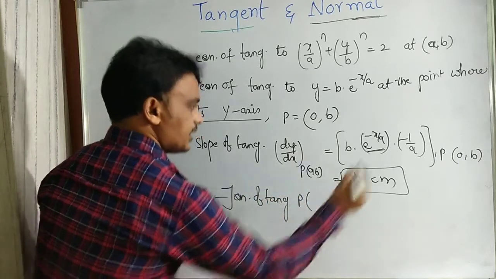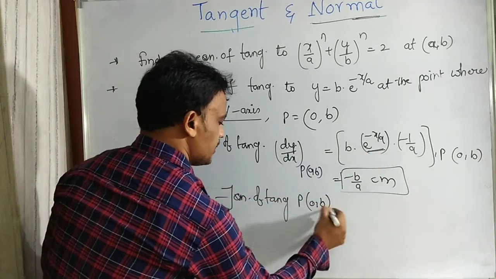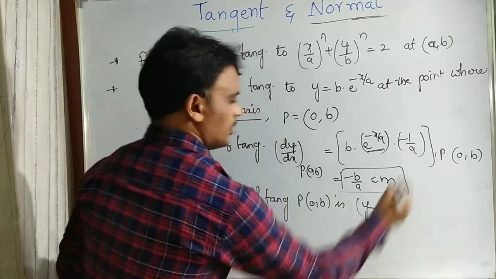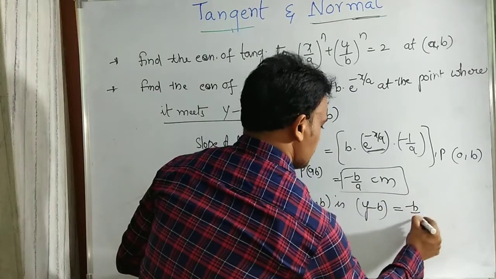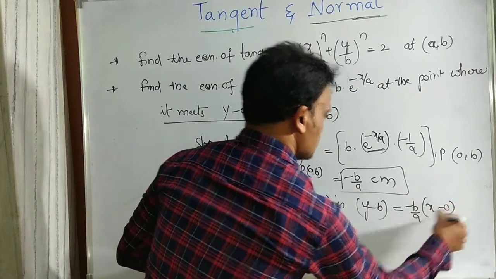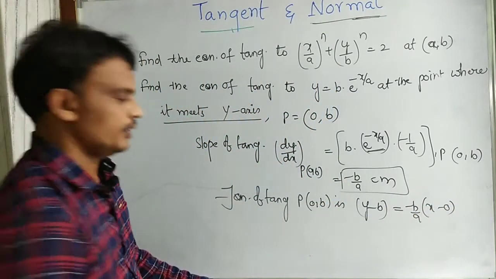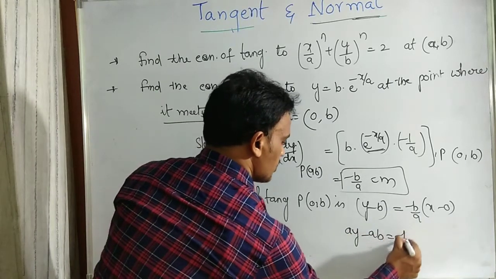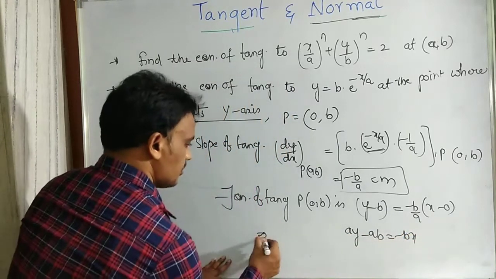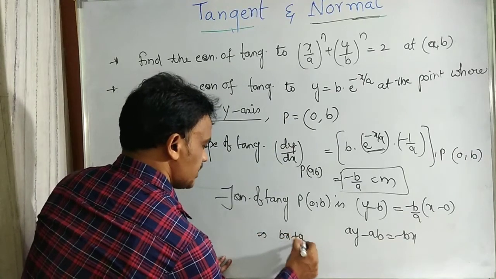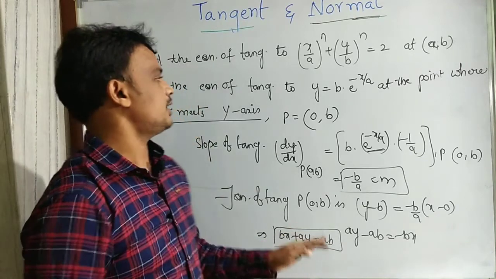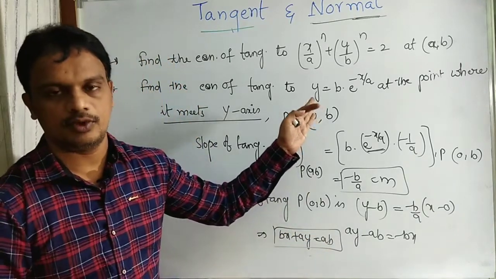Then I can get the equation of the tangent at the point P, 0 comma b: y minus y1 equals slope minus b by a into x minus x1. Here x1 is 0, so ay minus ab equals minus bx. Simply, I can write bx plus ay equals ab. This is the equation of the tangent to the given curve. Okay, students, make a note.